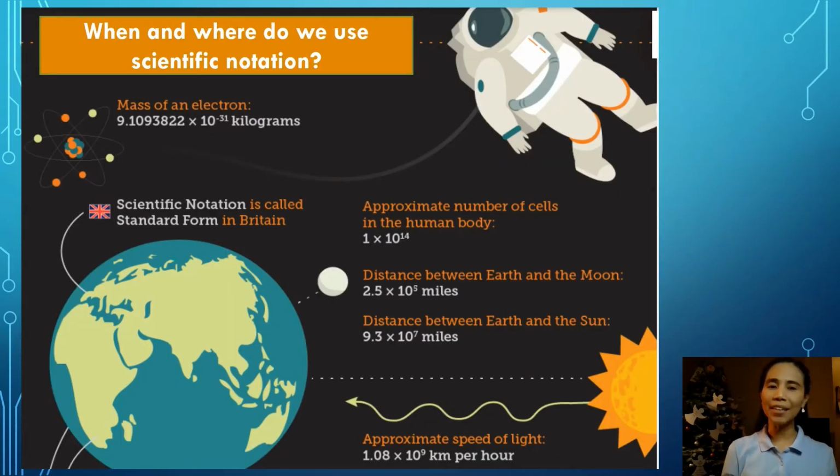When and where do we use scientific notation? Is it really important? Do we use it in real life or in this world? Well, yes it is. We can use it in writing the following examples. Mass of an electron, the approximate number of cells in the human body, which is 1 times 10 to the 14th power. Distance between Earth and the Moon, which is 2.5 times 10 to the 5th miles. The distance between Earth and the Sun, which is 9.3 times 10 to the 7th power miles. And approximate speed of light is 1.08 times 10 to the 9th power kilometers per hour. There's a lot more. So, well, scientific notation is really important.